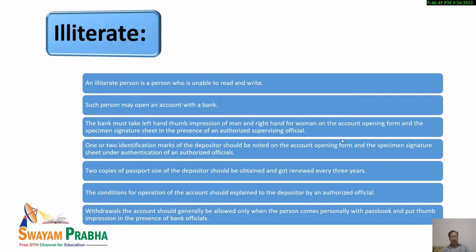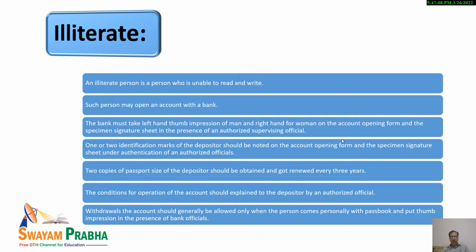But again, in order to open an account in the name of an illiterate person, banks should be extra vigilant. First of all, banks should take the left hand thumb impression in case of a male, and in case of females or women, the right hand thumb impression should be taken on the account opening form.